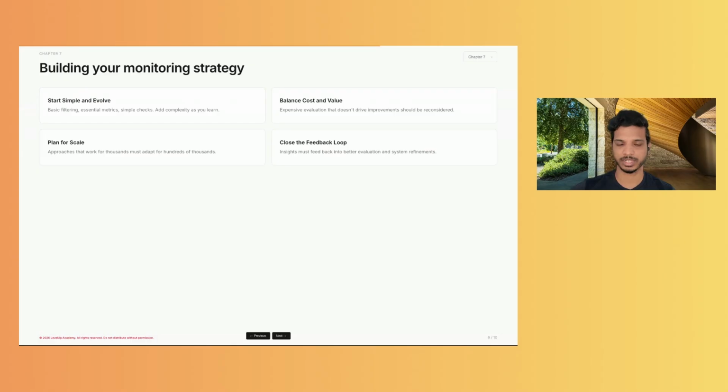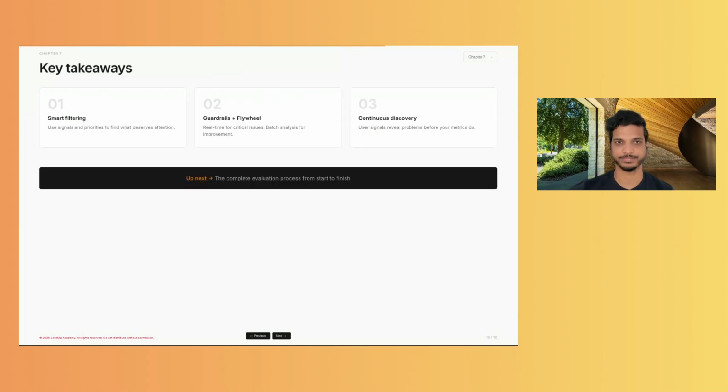And the fourth part is closing the feedback loop. As your product has more interactions with customers, make sure that you're learning from them and closing the loop by building new datasets or metrics that will make sure the same kind of mistakes is not repeated in the future. These four are key categories to think about for how to come up with a production monitoring strategy and use it later.